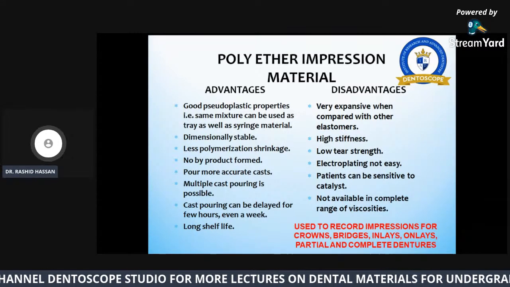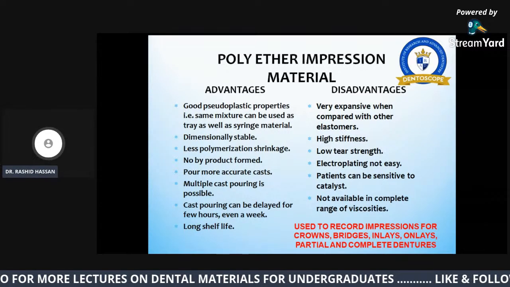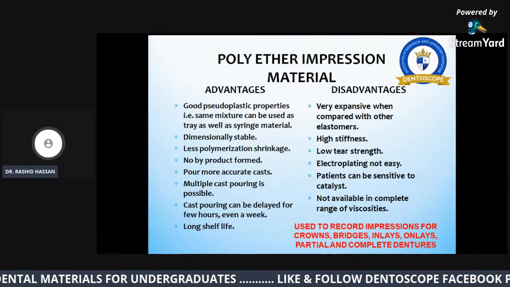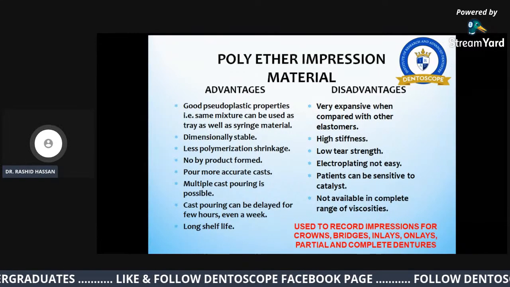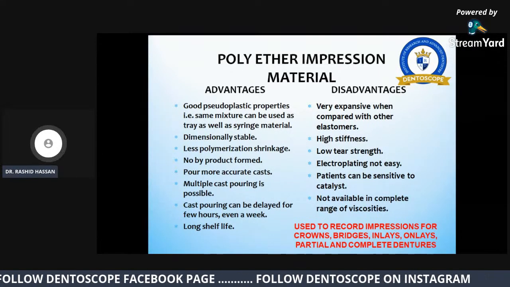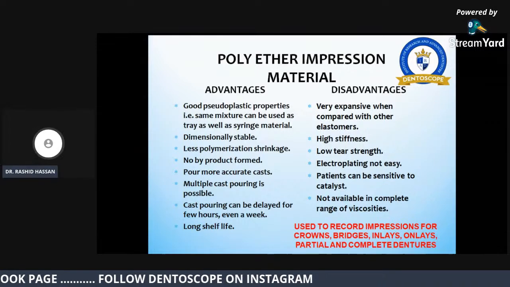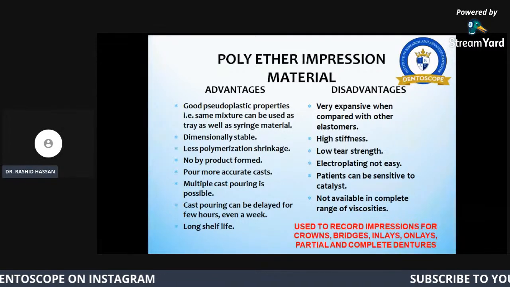Now, long shelf life. Well, that is also a good advantage. I told you that 2 years is the minimum. Don't buy any material which has an expiry date less than 2 years. That's the rule of thumb.